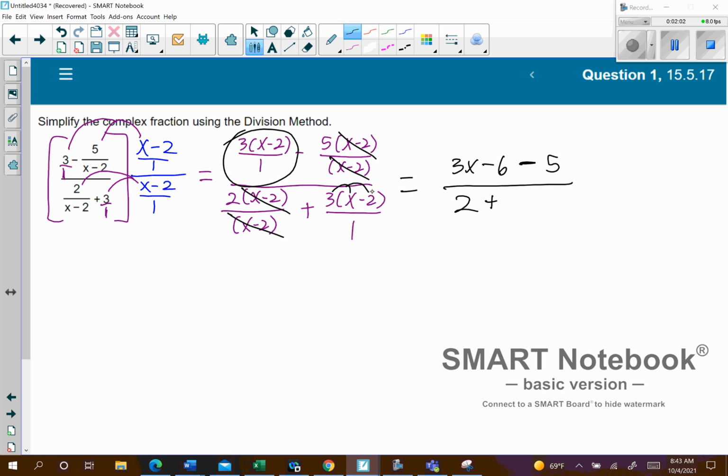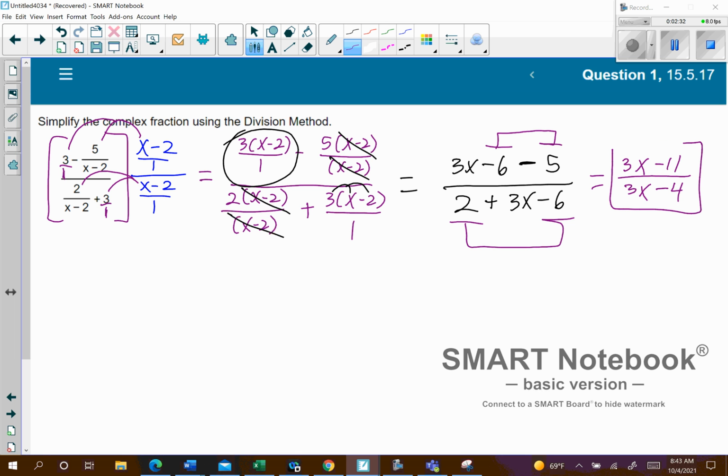So I'll go ahead and distribute the 3. So I'm going to get 3x minus 6. And then we'll clean up the top and bottom. On top, we'll have 3x minus 11 once I combine the minus 6 and minus 5. And on the bottom, I'm going to have a 3x, and then I've got a positive 2, take away 6, which becomes take away 4. And that's your answer. You don't want to try to cancel out the 3x's. We can't do that. So we'll go ahead and stop there on this one.